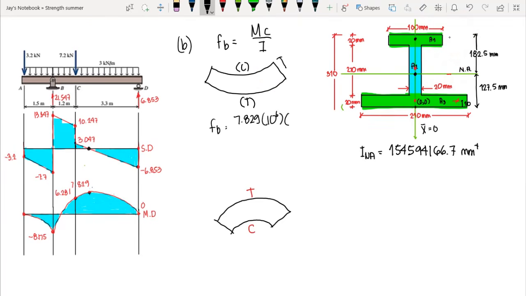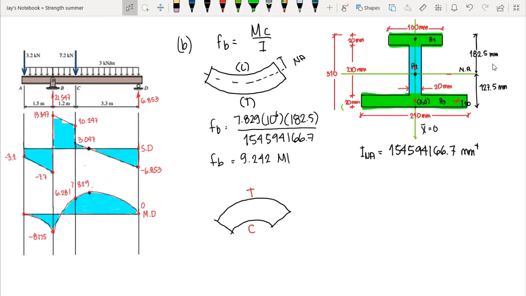So if this is our neutral axis, that distance is 182.5. So we have 182.5 over the moment of inertia, that is 154,594,166.7. So we have our flexural stress here equal to 9.242 megapascal. So this is a compressive bending stress.